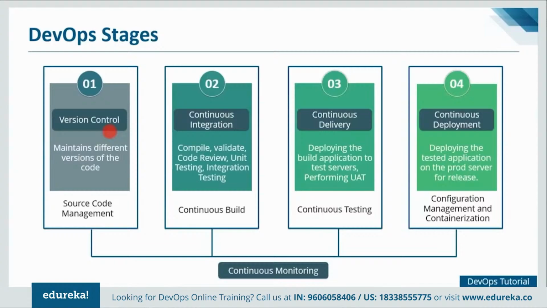Suppose developer A has made a commit and that commit is causing some error. Now, how will I know that developer A has made that commit, at what time he made that commit, and where in the code that editing happened? Right.